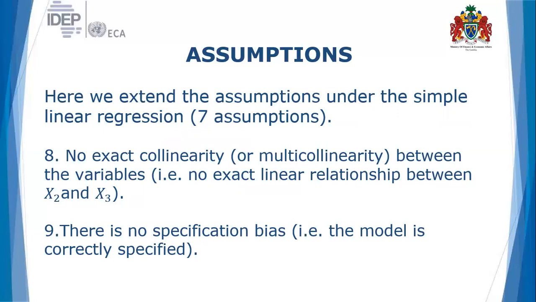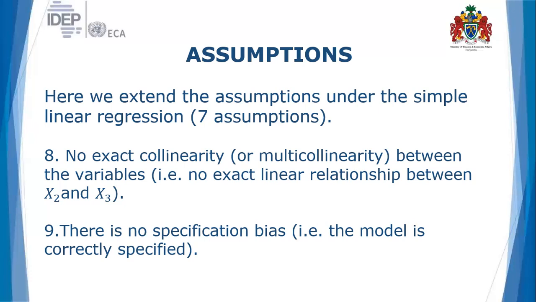In addition to those, we have number 8, which is no exact collinearity or multicollinearity between the variables. In other words, there is no exact linear relationship between x2 and x3. There is no perfect correlation between the variables included in the multiple regression model.